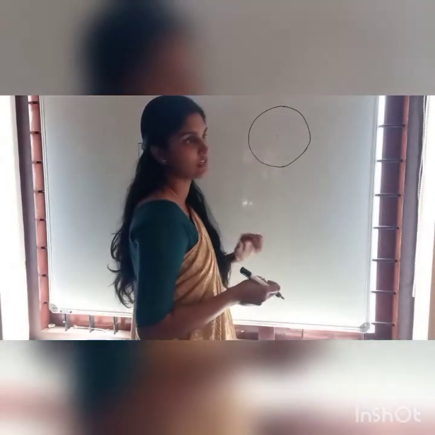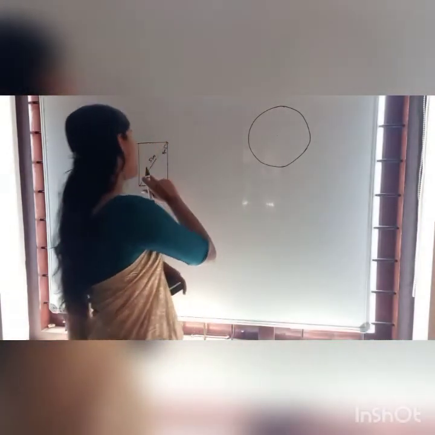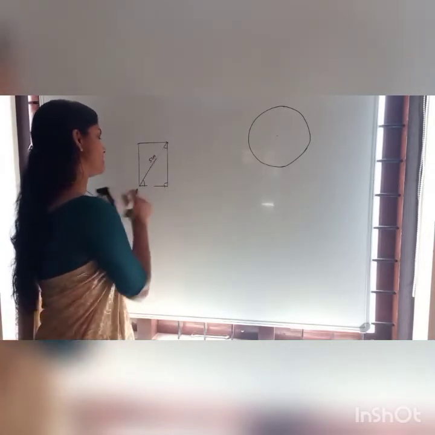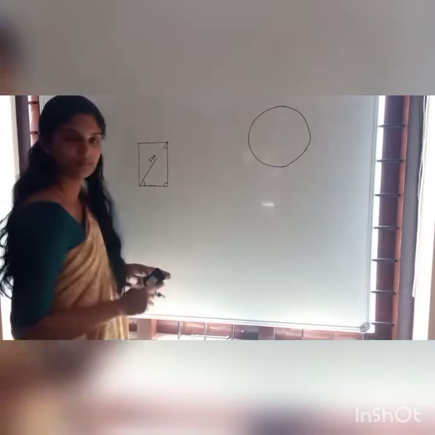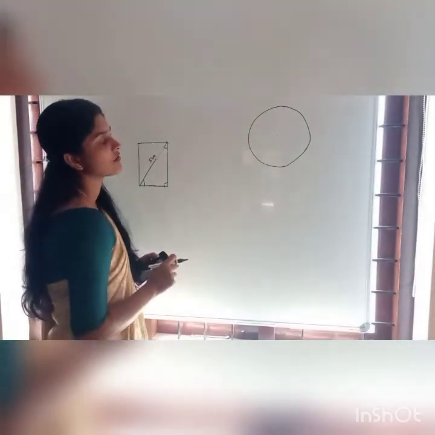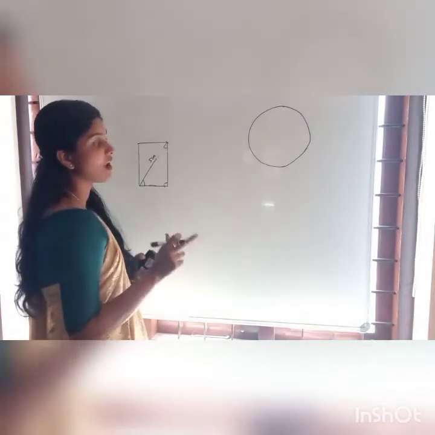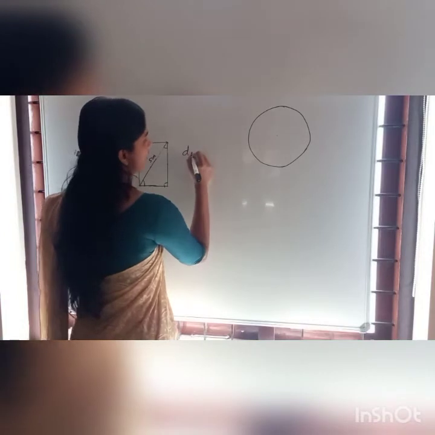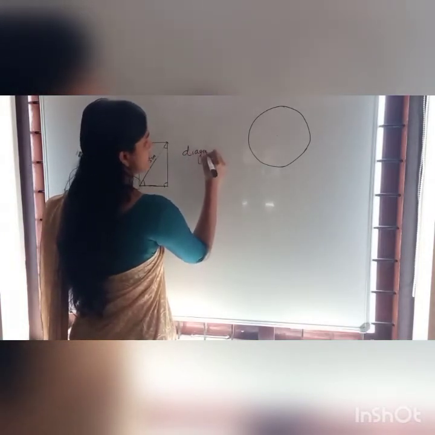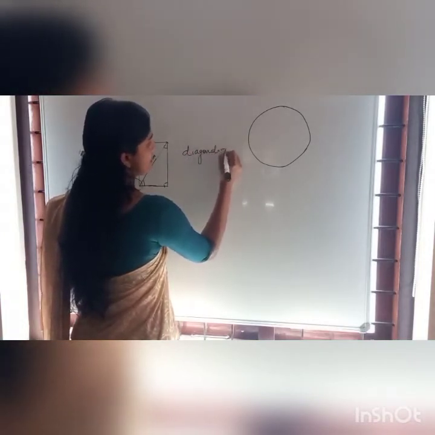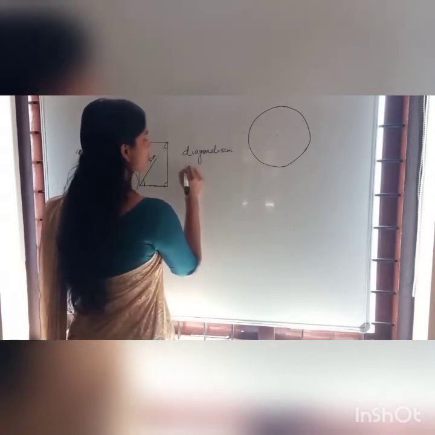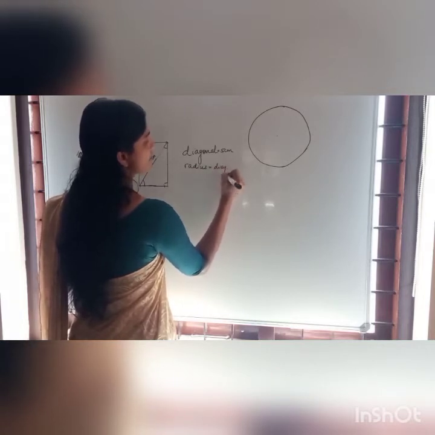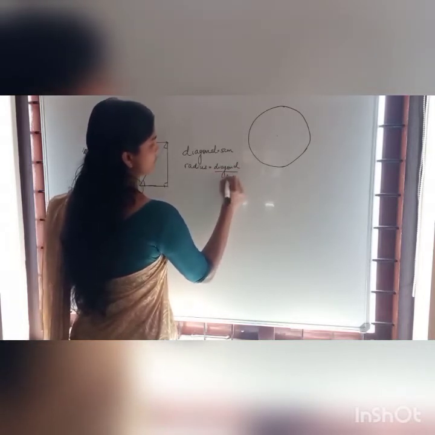How will you draw this circle? What we need? We need a square of diagonal 5 centimeter. Right? So, we have to draw a circle of radius half of this diagonal. Diagonal is 5 centimeter. So, take radius as half of diagonal. What will it be?